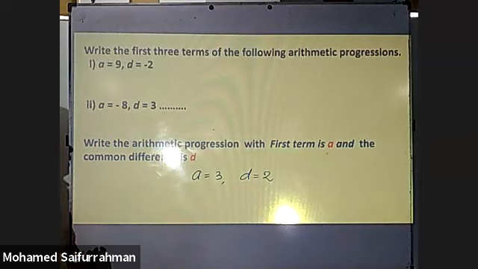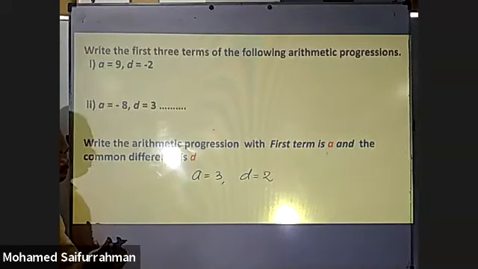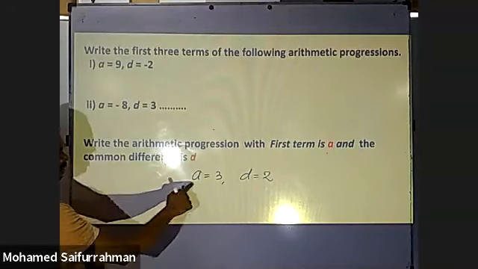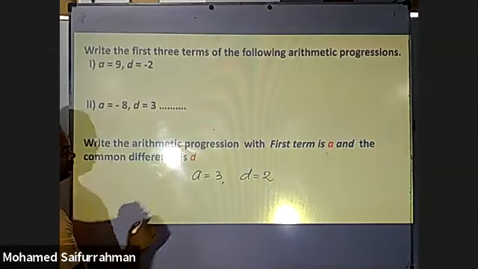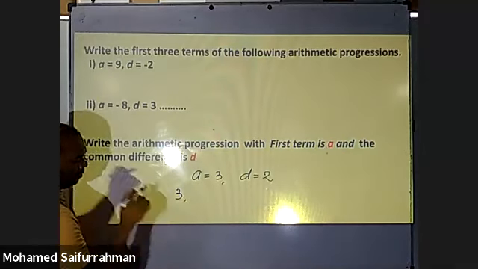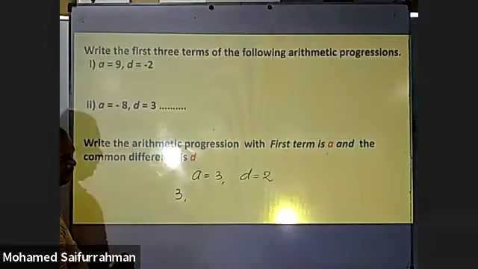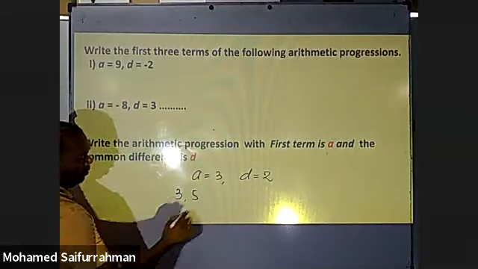First term is 3, common difference is 2. Then let's try to write the progression. The arithmetic progression starts with 3. So 3, the difference is 2, meaning here plus 2. 2 meaning this is 5.